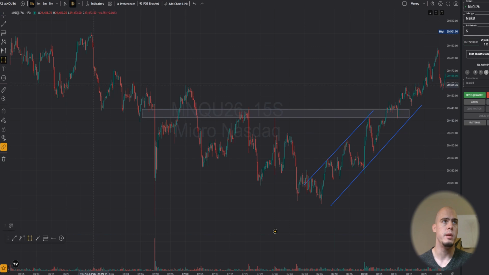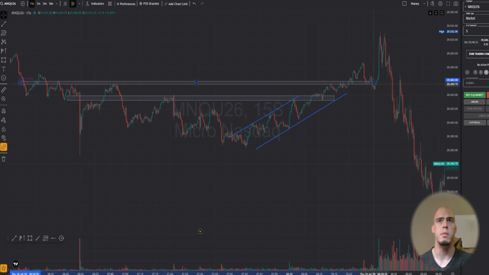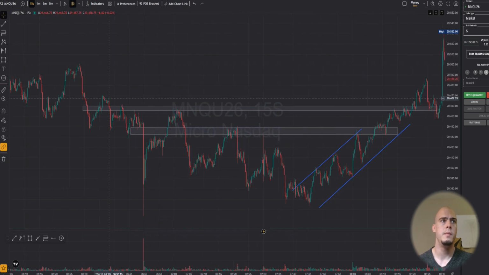There's probably more. I'm just going to draw these kind of willy-nilly. But here's an initiative push. We have a secondary attempt to buy, little one here. And then once we go above it, it becomes support.